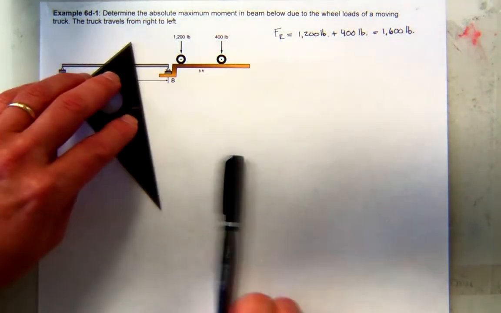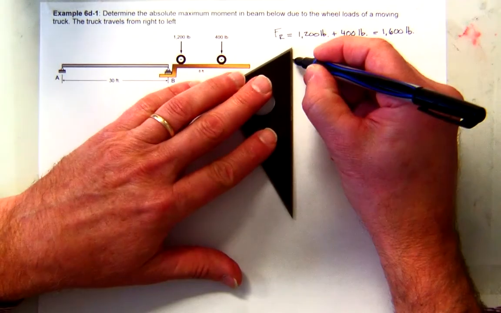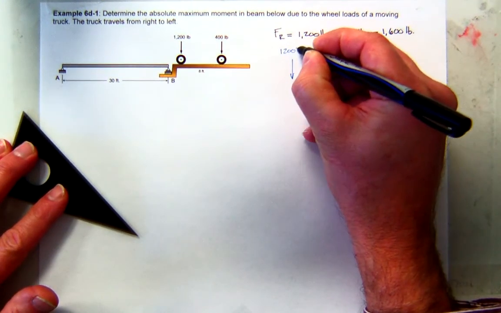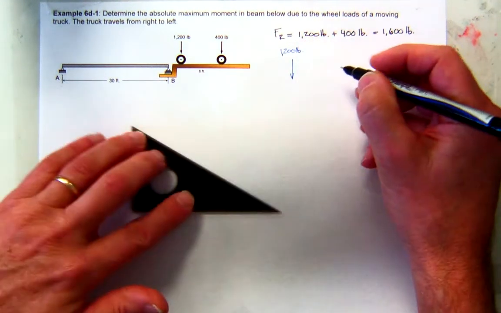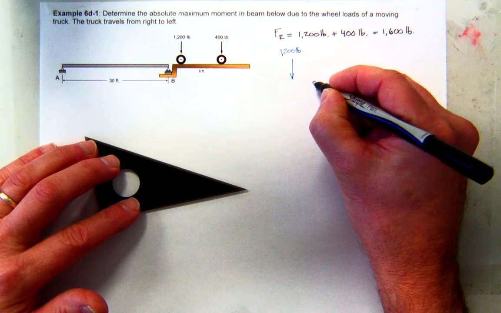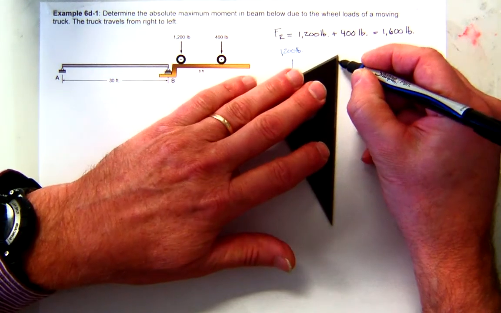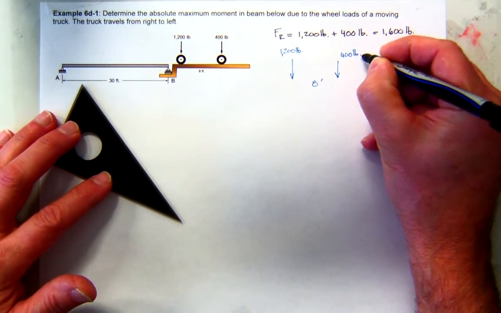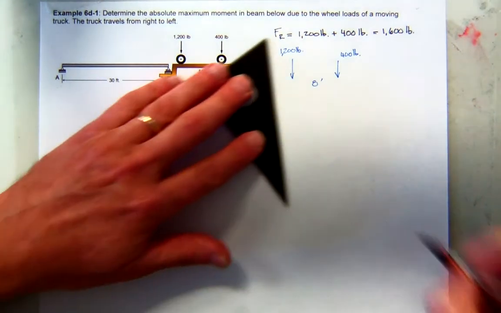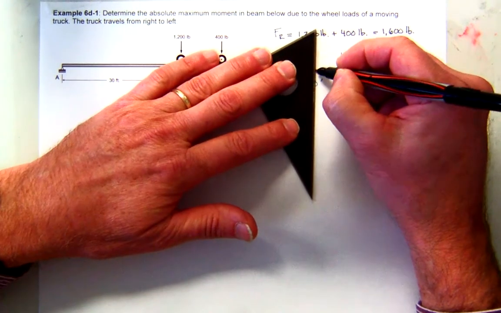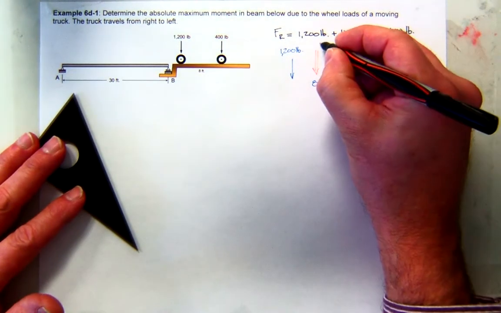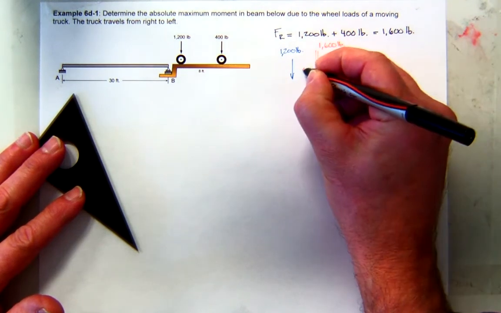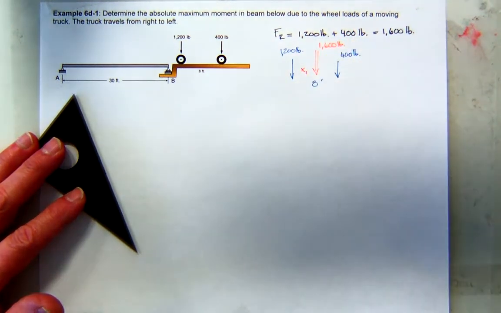What I like to do is just draw a little diagram. So I'll have the force on the far left, in this case the 1,200 pound force, and then 8 feet back is the 400 pound force, and then somewhere in there is the resultant force, which is 1,600 pounds, and maybe some distance x1 measured from the front.